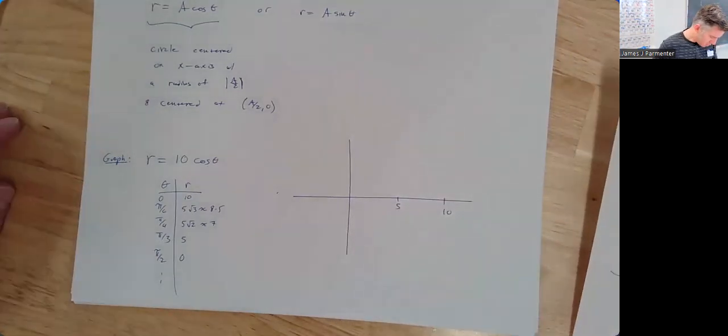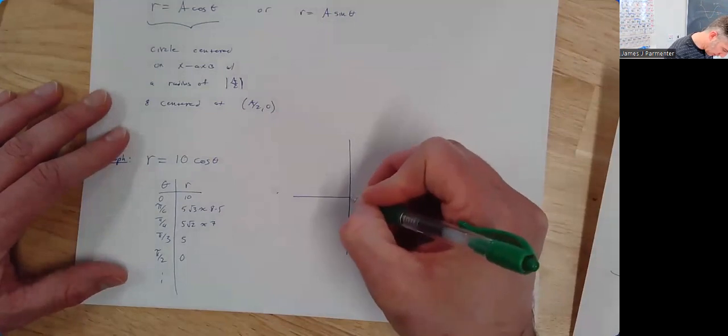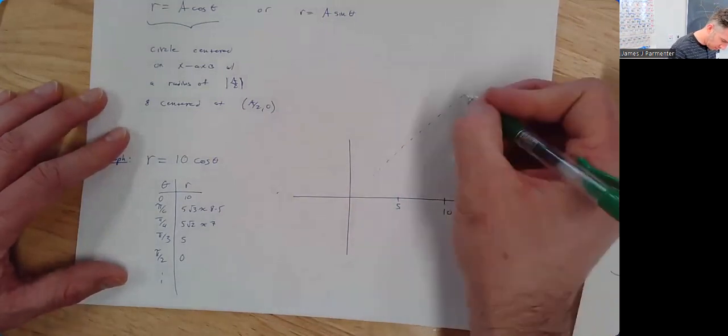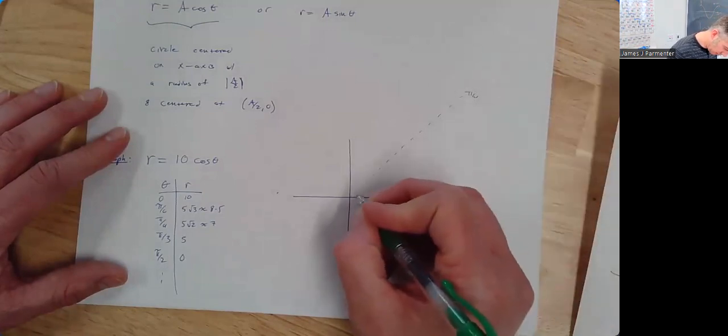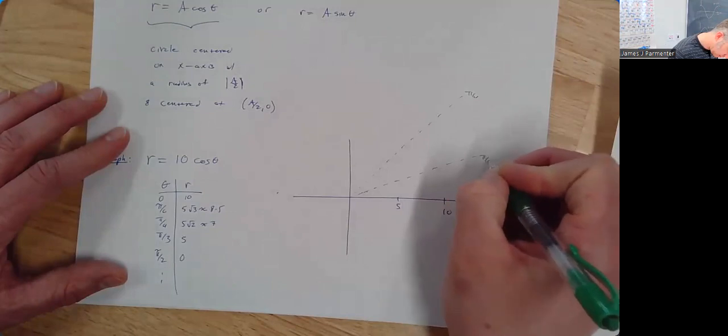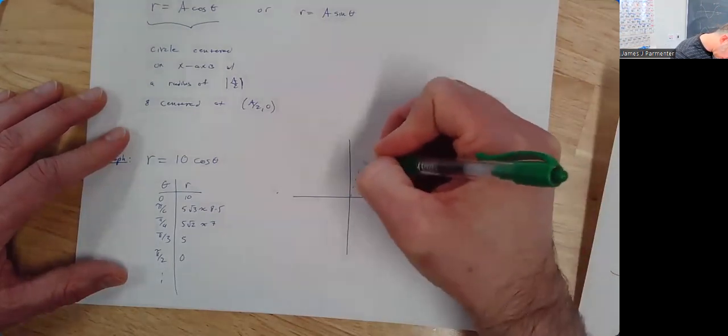So when the angle is, let's try it. This is way too much work for this problem. Here's my angle pi over 4. Here's my angle pi over 6. Here's my angle pi over 3.